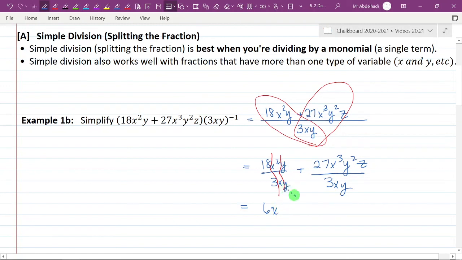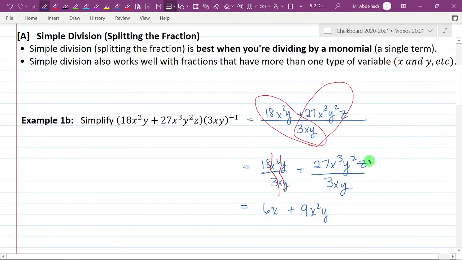So y over y is 1, or anything over itself is 1. So really times 1, I don't need to write that. Plus 27 over 3, that's a 9. X to the third divided by x to the first. You subtract the powers, 3 minus 1 is 2. Y to the second divided by y to the first, you subtract powers, you get y to the first, which I'm not going to write.